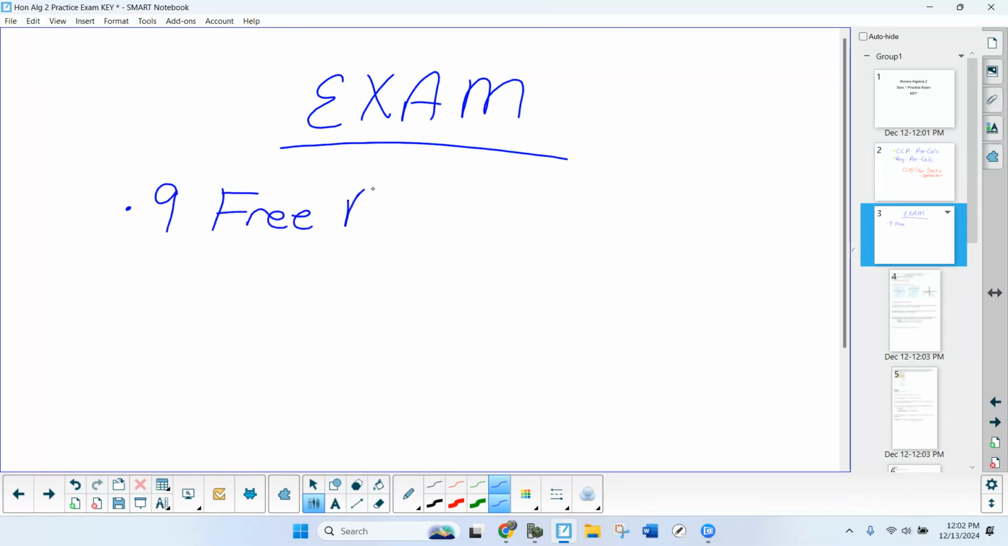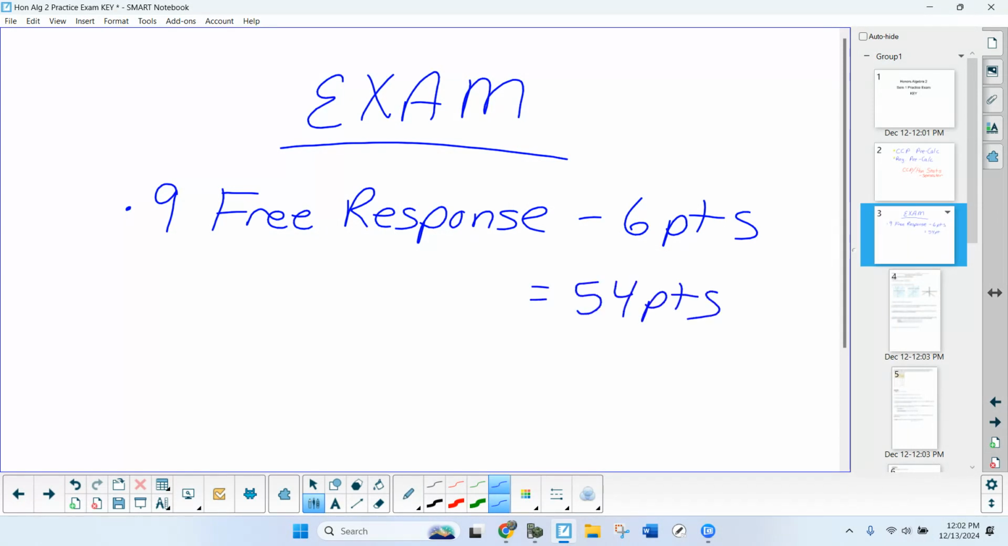Now, when I say free response, everybody's like, what's free response in math? Guys, I consider all my normal tests free response. It's like a normal test. So you have 9 problems that I give you, you work it out, you put the answer on the answer blank. 9 of those, okay? Those are 6 points each. So 9 times 6 is 54, okay?